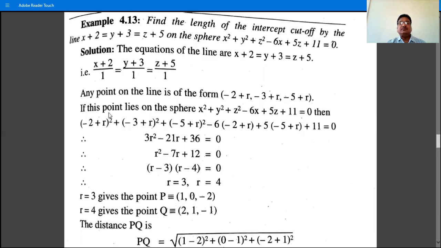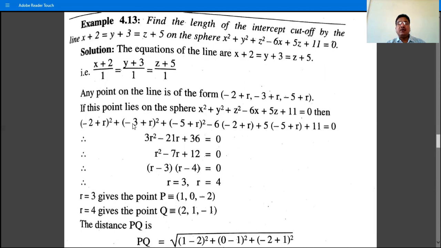And then if this point lies on the sphere, that is how we find the point of intersection of the line and sphere. So this is the point on the line, and if this point lies on the sphere, the point satisfies the equation of the sphere. That is, substitute x as minus 2 plus r, y as minus 3 plus r, z as minus 5 plus r. So we have this equation. Then simplify this, square each bracket. The square of this bracket is what? 4 minus 4r plus r square.